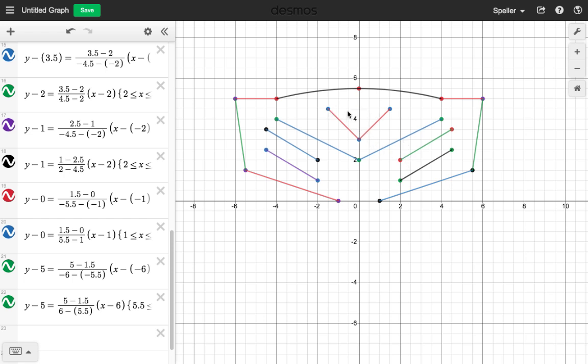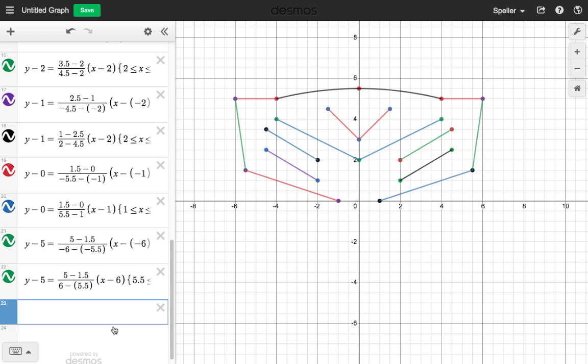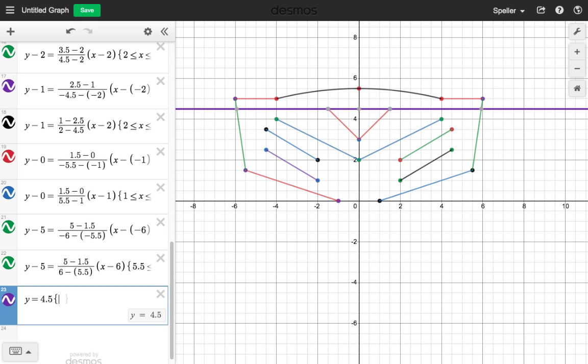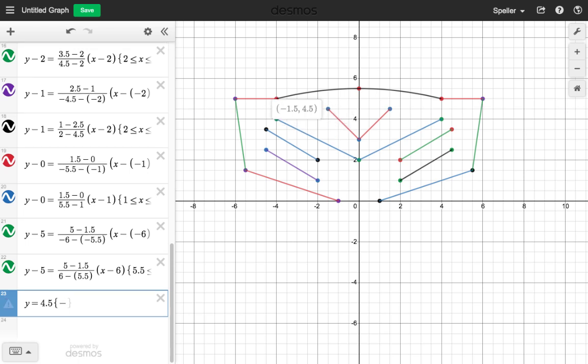I'm gonna place one more horizontal line up here. So I want to go from the negative 1.5 to the positive 1.5, and it's going to be a y equals 4.5. So y equals 4.5, and let's limit this domain from negative 1.5. So negative 1.5 is less than or equal to x, which is less than or equal to, and that's going to be 1.5.